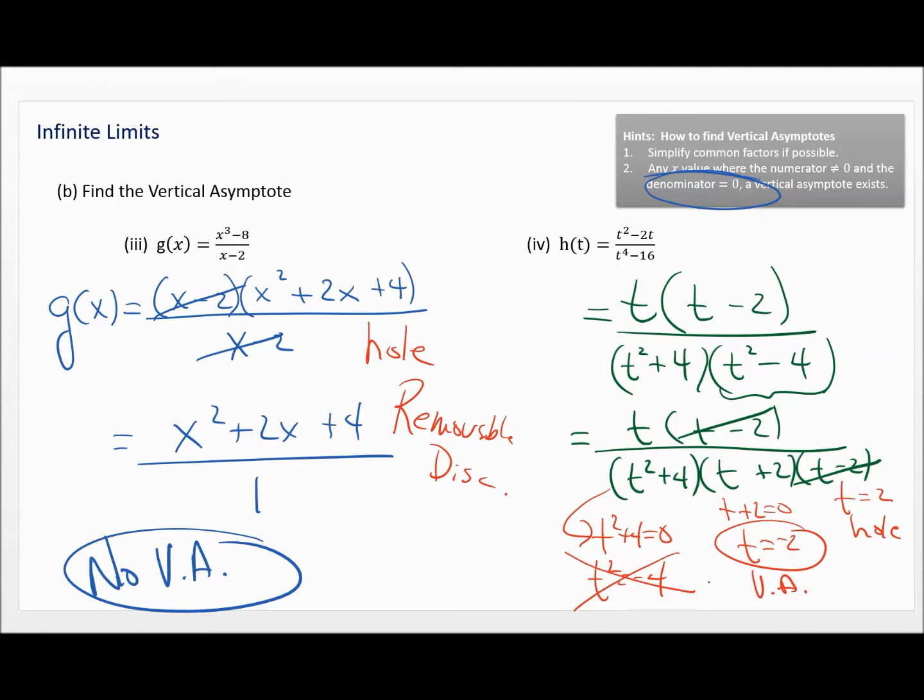So the only vertical asymptote for this problem is t equals negative 2, although it factored into 3 factors down there. One of them canceled, which gave us a hole in the graph. One of them doesn't have any real value zeros, only imaginary, and those guys don't count. And then the single t equals negative 2 is our vertical asymptote.